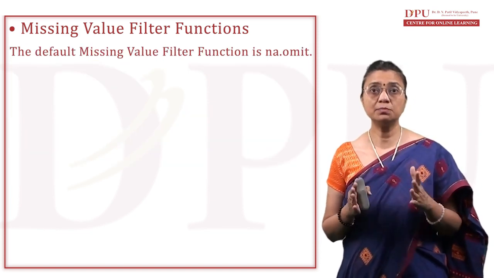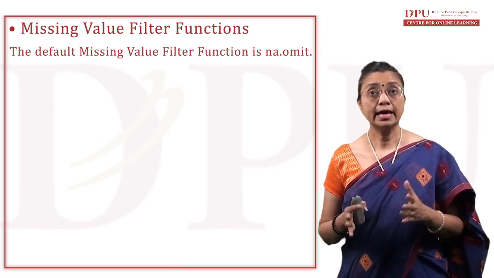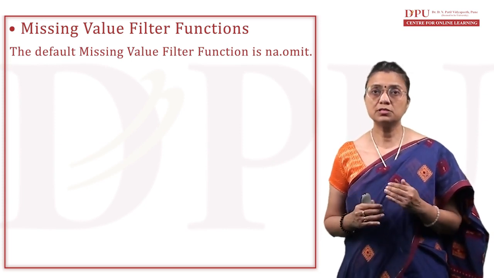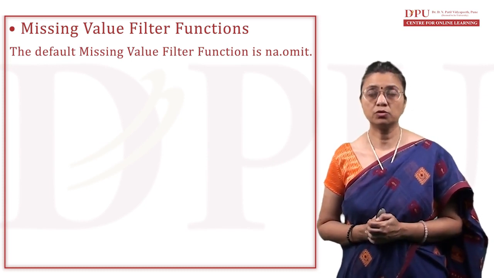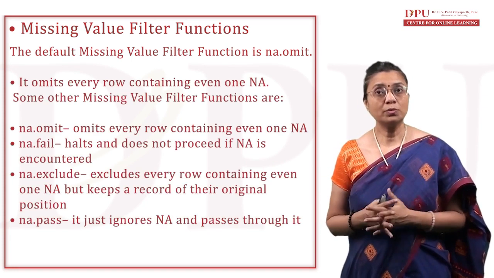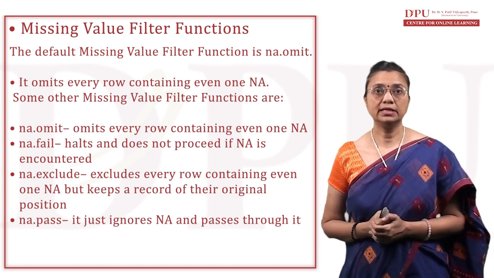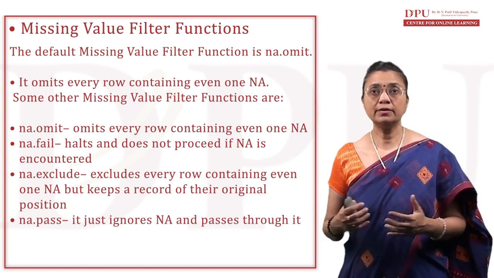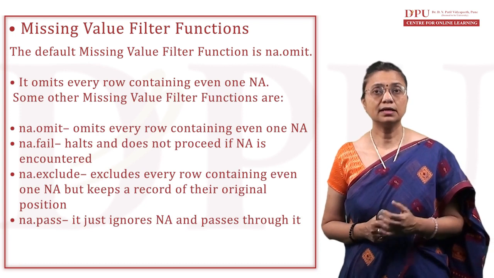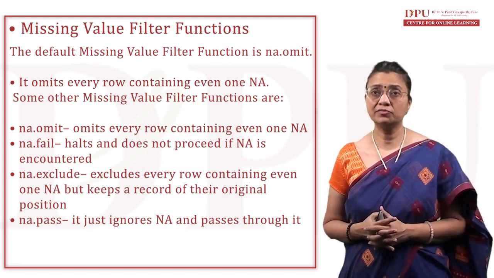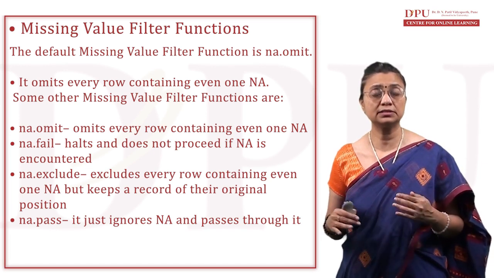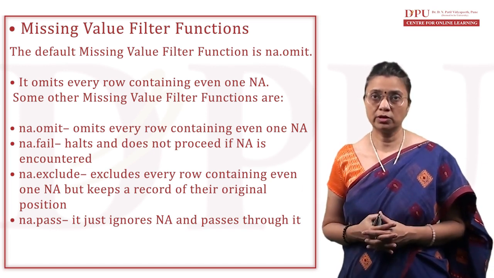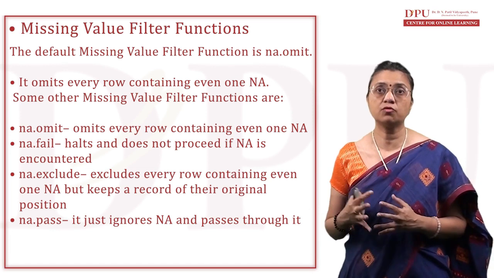So the default missing value filter function is na.omit. So this is the first default missing value filter function, which is na.omit. It omits every row containing even one NA. So basically what happens over here is that if any particular row where even one not available is there, it is omitting, or it is rejecting that particular row. We can say it rejects the form.